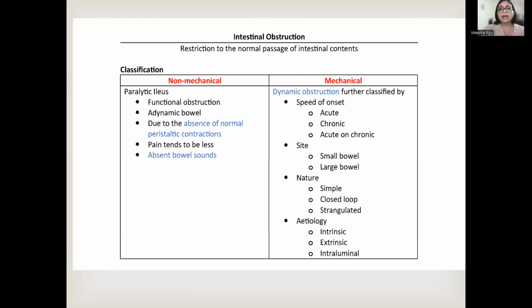Now, coming on to mechanical obstruction, well, most of you already did say that, the different types based on the speed of onset, it is acute, chronic, acute on chronic, subacute. Then based on the site, you have small bowel, large bowel. Based on the nature, it can be a simple obstruction, it can be closed loop obstruction, or it can be strangulated. And based on the etiology, it can be intrinsic, extrinsic, or it can be intraluminal. Now, what can be the reason for mechanical obstruction? What are the causes?